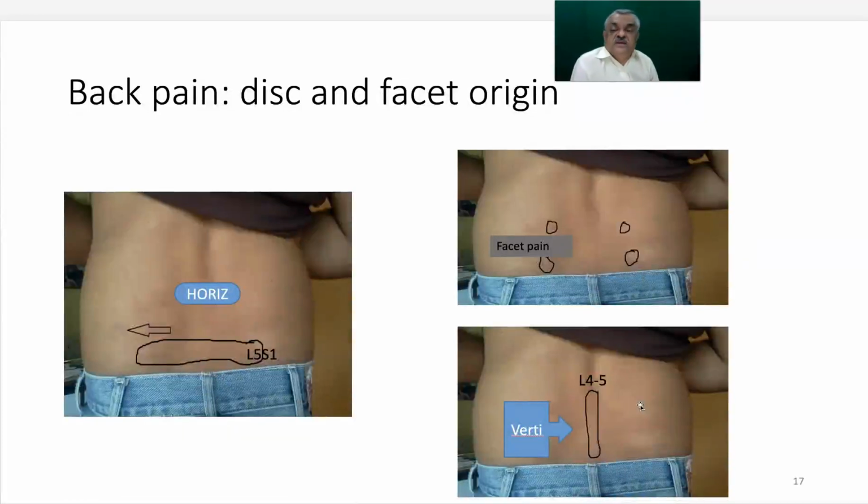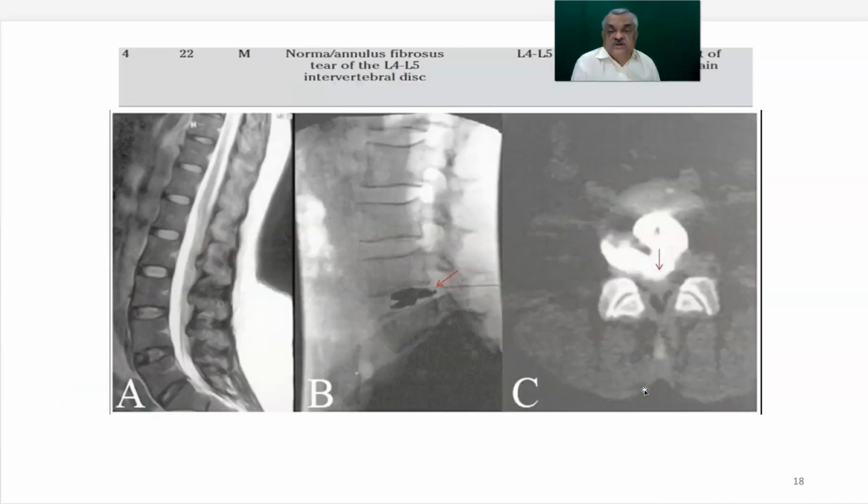As we have described, the back pain coming from L5-S1 is commonly horizontal like this. The back pain coming from the facet is generally paraspinal, well localized, increases with extension and rotation, and the back pain coming from L4-5 with a central annular tear is commonly seen to be vertical.